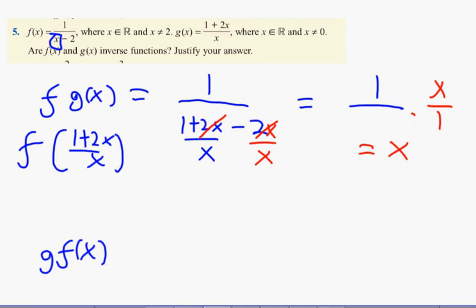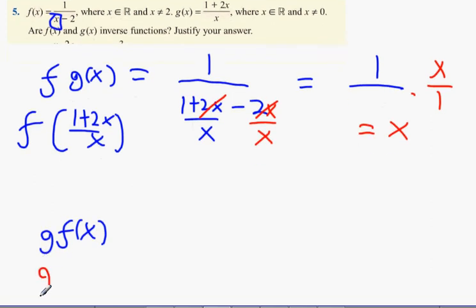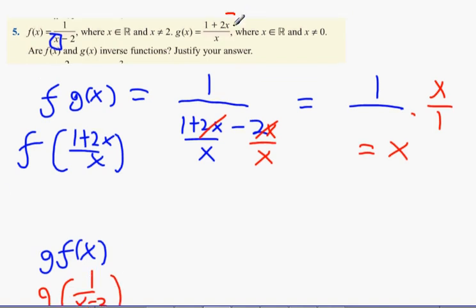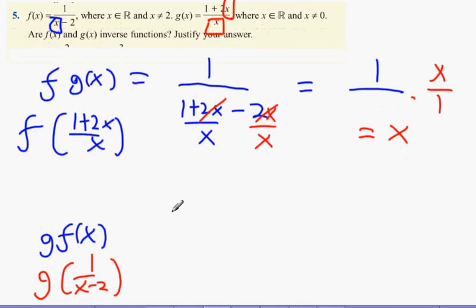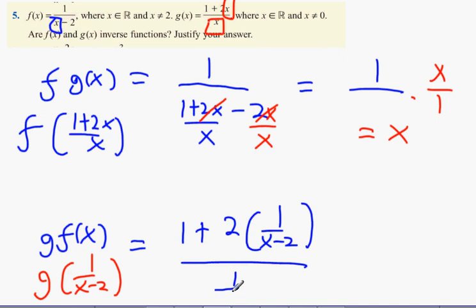Do the other way around. g of f of x. So that means it's going to be g of 1 over x minus 2, which means replace this box here and this box here with 1 over x minus 2. So it's going to be 1 plus 2 over 1 over x minus 2, all divided by 1 over x minus 2. Now, I'm going to change the number 1 into what, guys? Change it into x minus 2 over x minus 2, so they all have the same denominator.